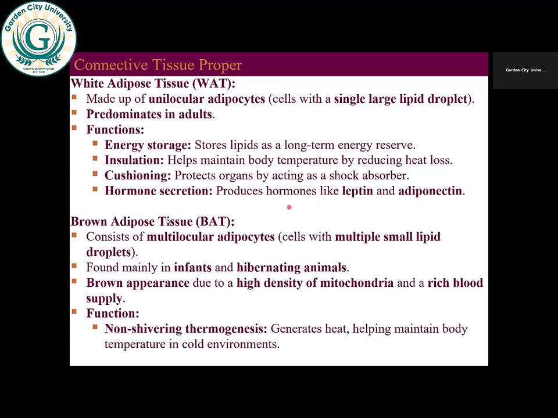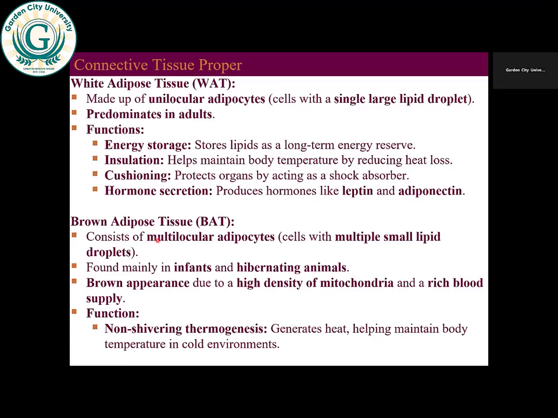Now, why do we have brown adipose tissue? We are saying brown adipose tissue is found in infants. Why the brown color? Let's see something. In infants, the way they regulate their body temperature is not well developed. In adults, you shiver, and when you shiver, you generate heat to keep the body warm. But in infants, they don't have that.